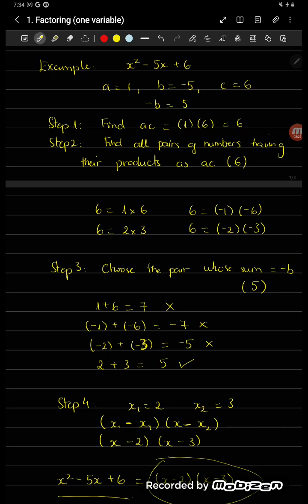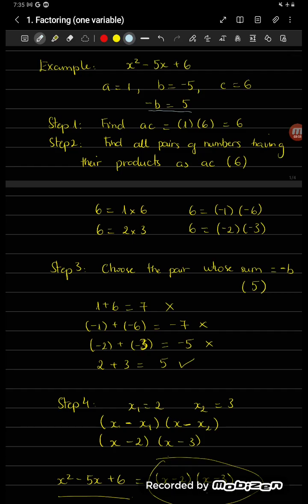For the first example, let's say we have x squared subtract 5x plus 6. Here a equals 1, because the coefficient of x squared is 1. Then b equals negative 5, because the coefficient of x is negative 5. And c is the free coefficient and equals 6. Because b equals negative 5, negative b here equals 5. Okay, so now we'll follow the steps above.